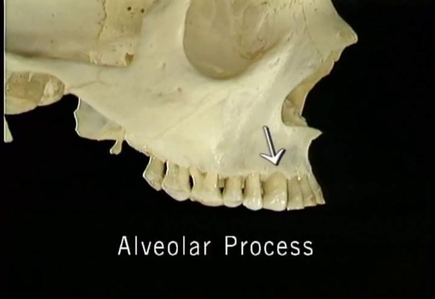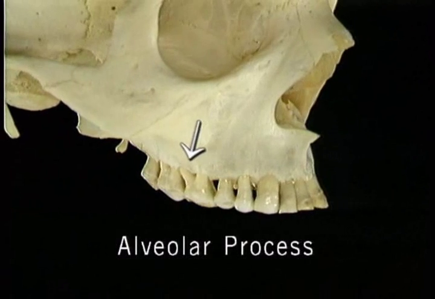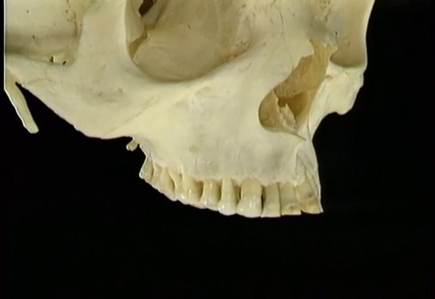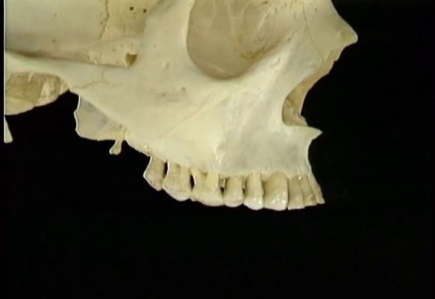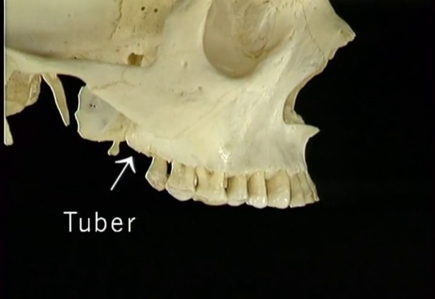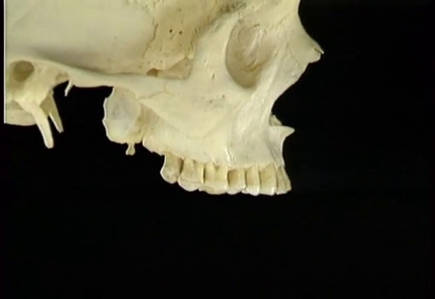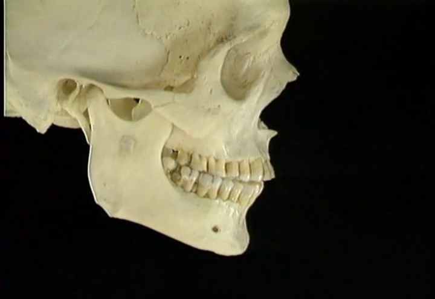The part of the maxilla that bears the teeth is called the alveolar process. We'll look at the teeth later in this section. The alveolar process ends behind at the tuber. Now we'll bring the mandible into the picture.